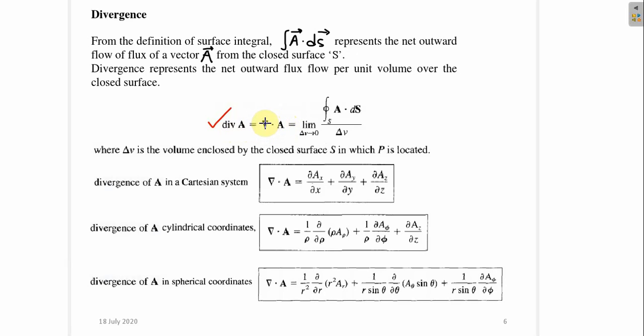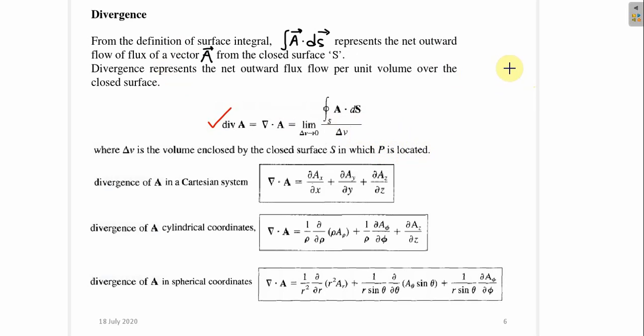This is the dot product between the del operator and this vector field A, and if we express it mathematically, it is the surface integral of A over this closed surface S upon volume delta V, in the limit delta V tending to 0. So this is the mathematical representation of the divergence, where delta V is the volume enclosed by the surface S in which point P is located.